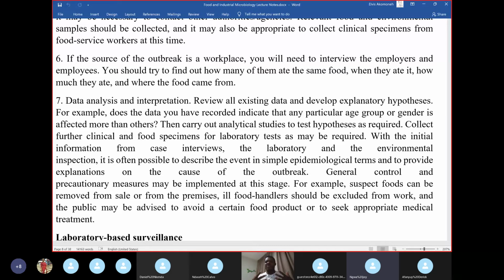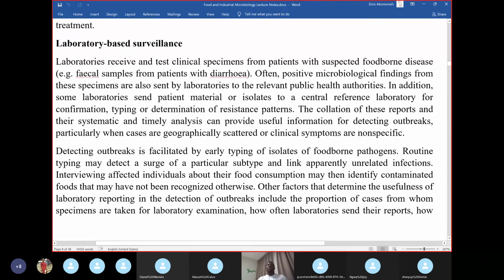To be able to make statements that we need a policy or initiate a policy formation, we need to do an extensive investigation of the case and confirm our hypothesis without doubt. That is very necessary, especially if it has to affect policy. So that is it about foodborne outbreaks and investigation.